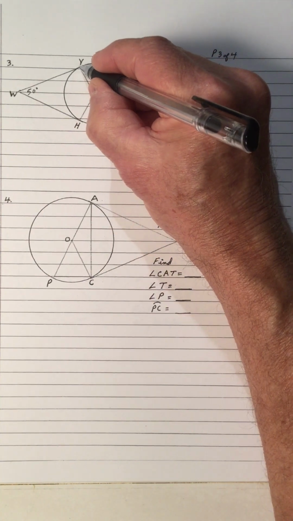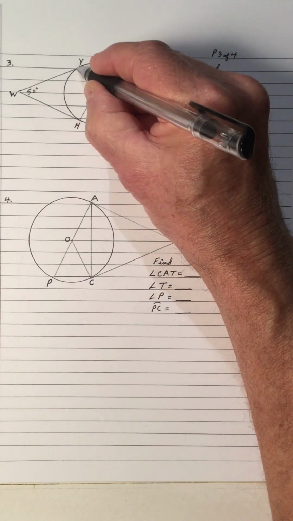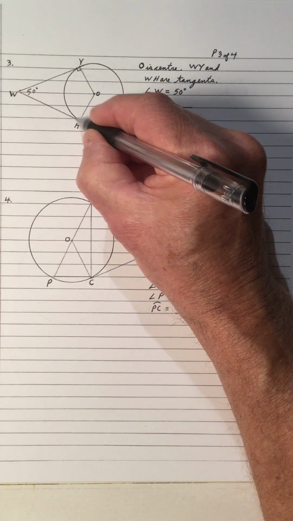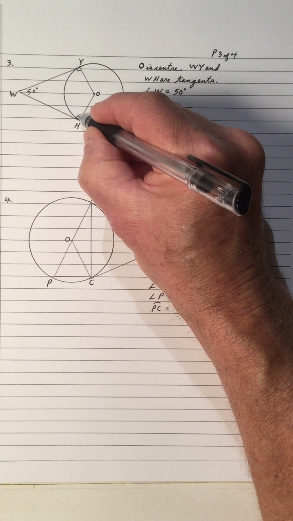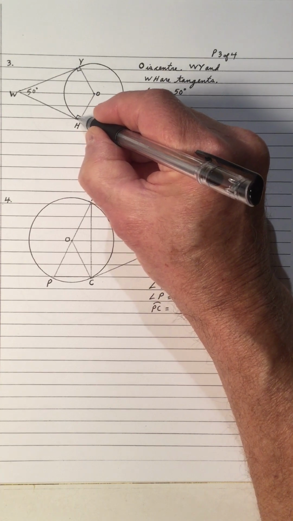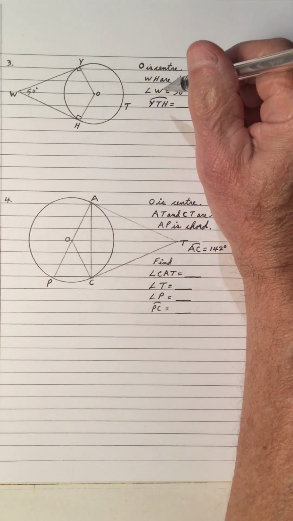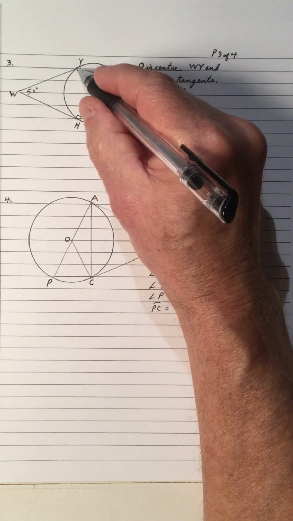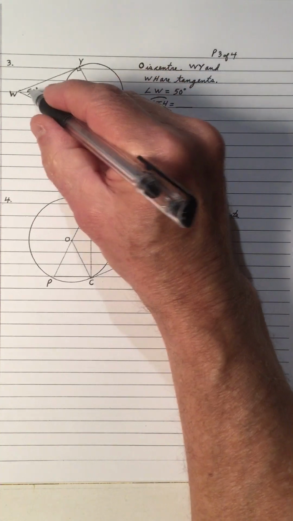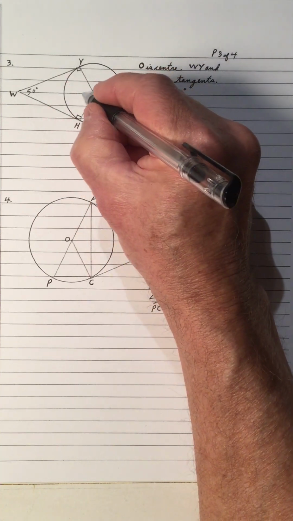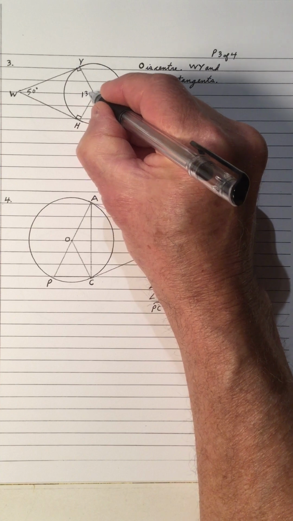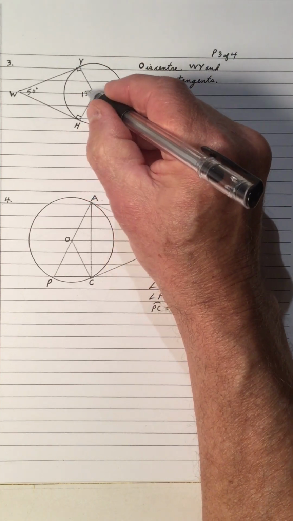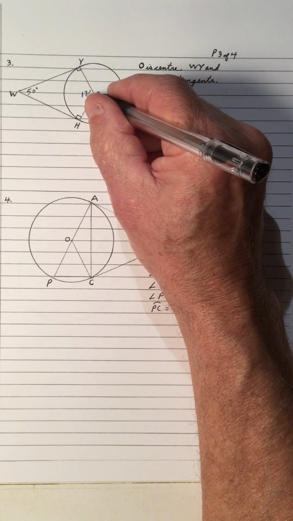Because this is the point of tangency and this is the center, this is perpendicular, forming a 90. This is a radius and a tangent at the point of tangency, so this is also perpendicular, forming a 90. So that means we have 90 and 90, that's 180. So if there's 180 for these two, these must be 180, adding up to 360. So that means that this angle here, YOH, on this side is 130 degrees.